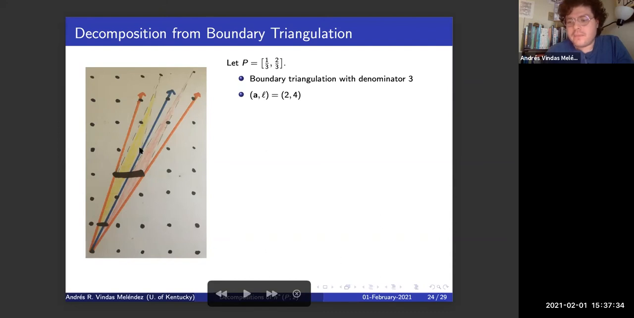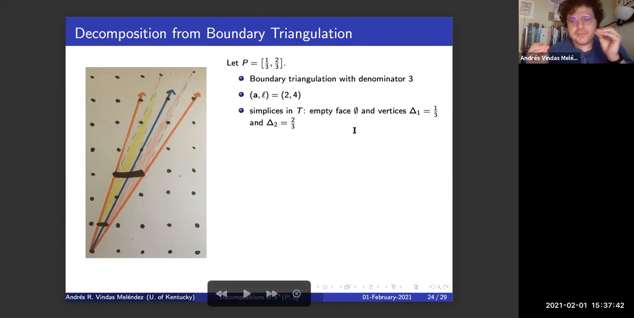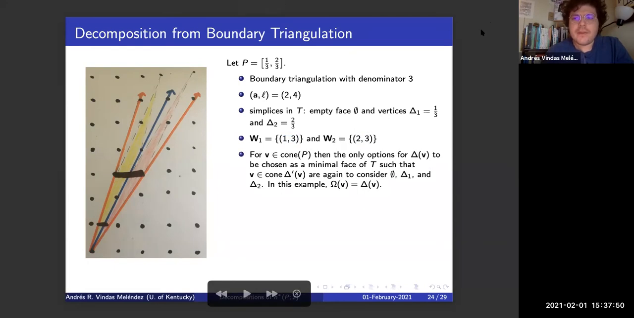Everybody with me? Okay. And so the simplices in the triangulation, like I mentioned before, are just the empty face and the two vertices, okay? And so W1 and W2 are these two points, yeah? And so this is where I skipped the details before, but if I want a point V in the cone, I have to specify in which box it lies. So if I want a point on this cone, it falls into this yellow box. If I want a point on this side, it falls into this pink box.